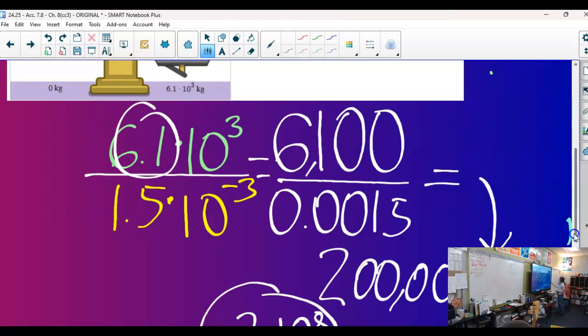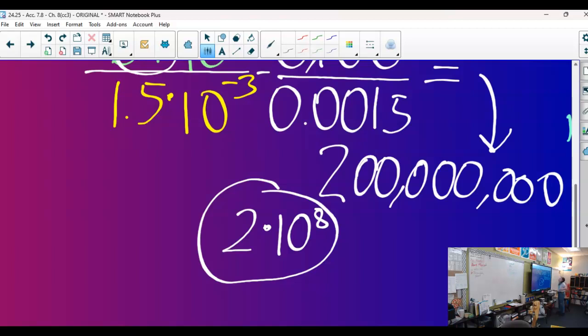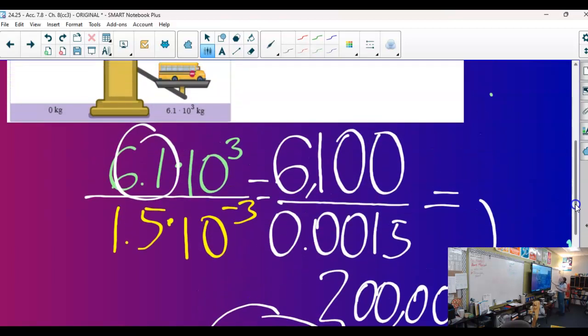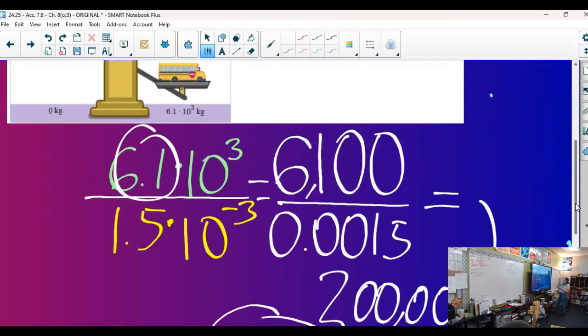6,666.6 repeating. I also got 200 million. Show me how. I don't know how you guys are getting a different answer than what my calculator is giving. What'd you get? 6,100 divided by 0.001. Are we looking at two different slides? No, I got this. Wait a minute.